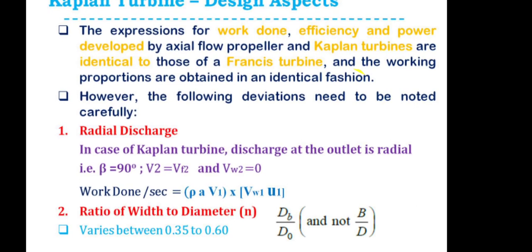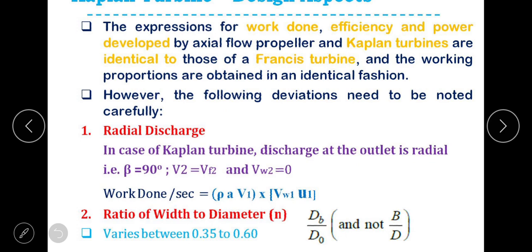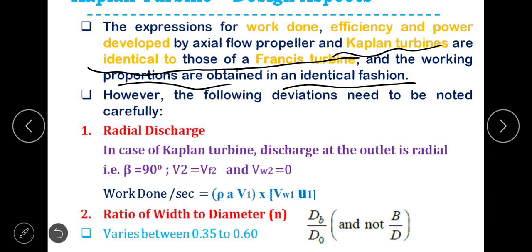Okay, in the next slide, design aspects. What are the various design aspects? We will see. The expressions for work done, efficiency and power developed by axial flow propeller and Kaplan turbines are identical to those of a Francis turbine. So we need not have to go for detailed derivation of the expression because it is similar. And the working properties are obtained in an identical fashion. Working proportions are also obtained in an identical fashion with respect to Francis turbine.